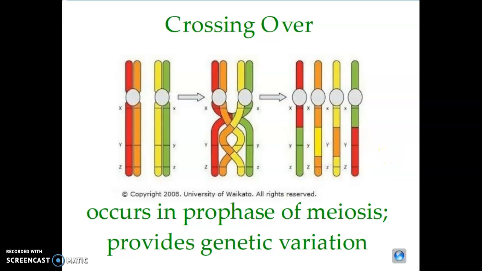Guys, this is not like a mutation or anything wrong with the person. It just means that some of the genes can change places on the chromosome, okay? So that means it just gives you more variation. It makes all the sperm different from one another. It makes all the eggs different from one another. Okay, and this happens during prophase, and it is just a natural phenomenon that gives genetic variation.